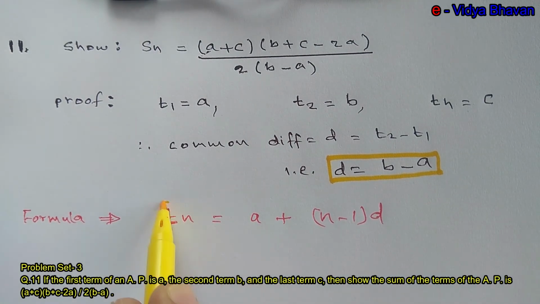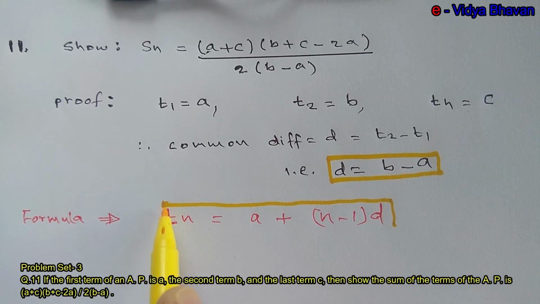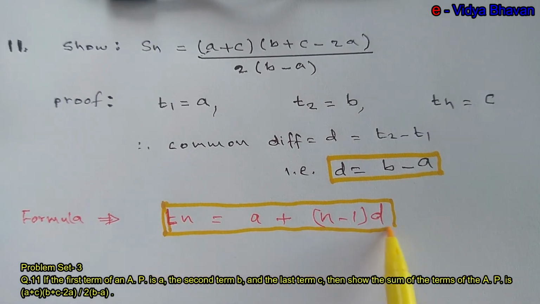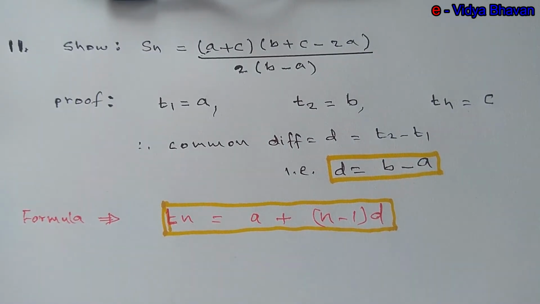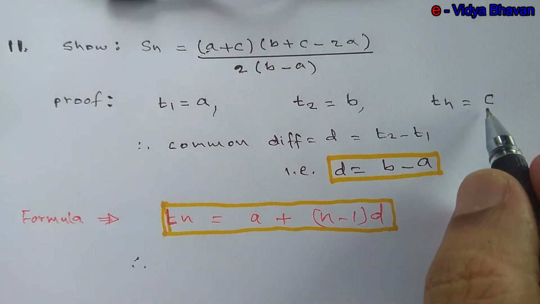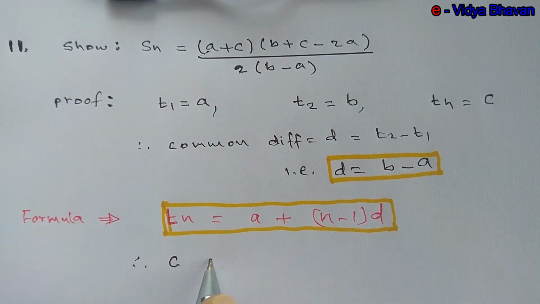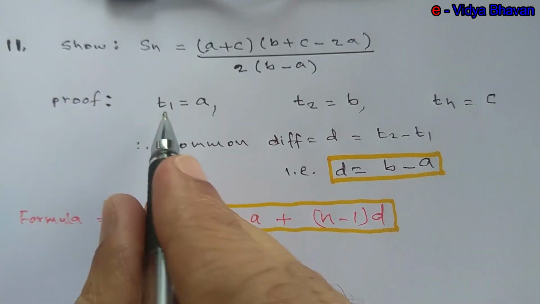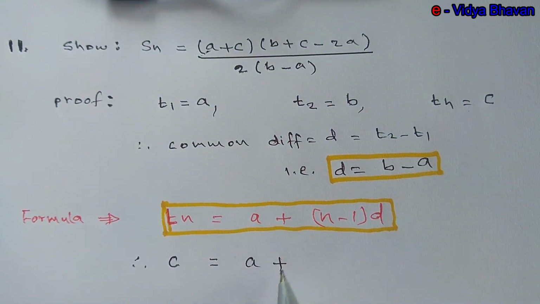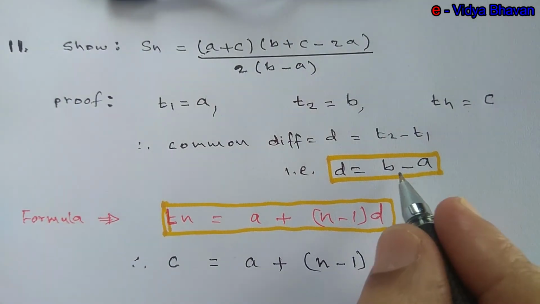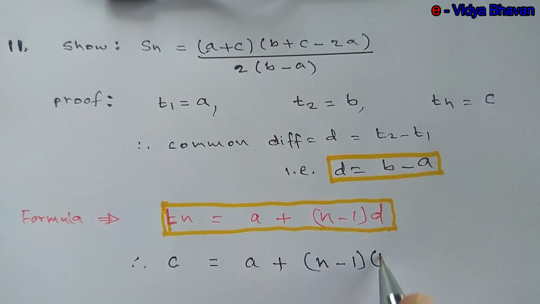Where A is the first term, D is the common difference. Now, let us substitute the value. Tn, that is nth term, is C. A, first term is A. This is n minus 1 only. And D we know B minus A.